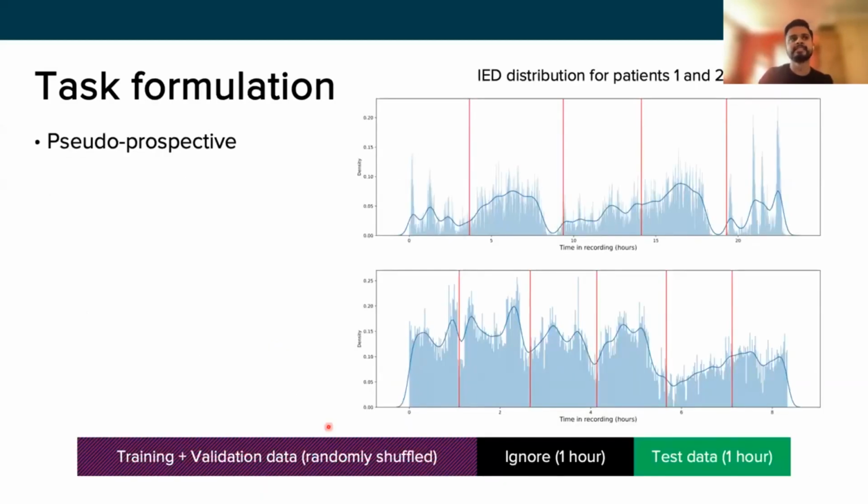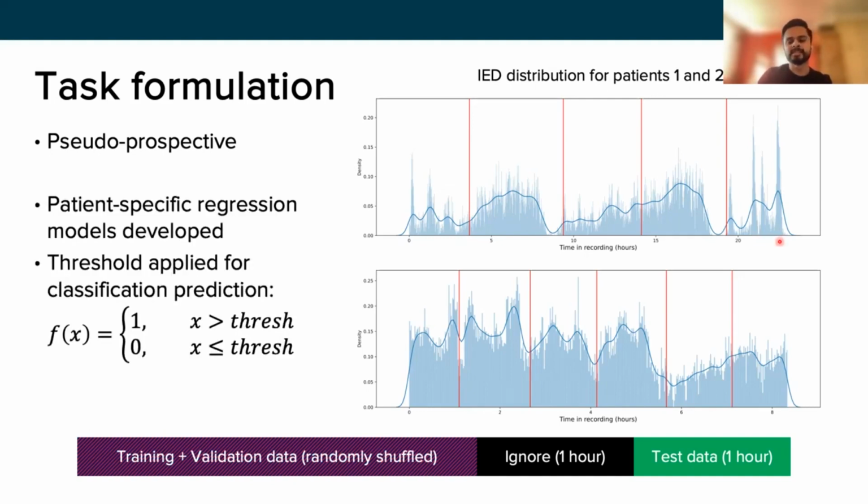So we formulated this as a pseudo-prospective task where the majority of the data was used for training purposes. An hour of data was then left out, which would theoretically be ignored in real time, where you would do the model training, and then evaluation took place in the remaining hour of data, which is when in theory you'd apply SPES.